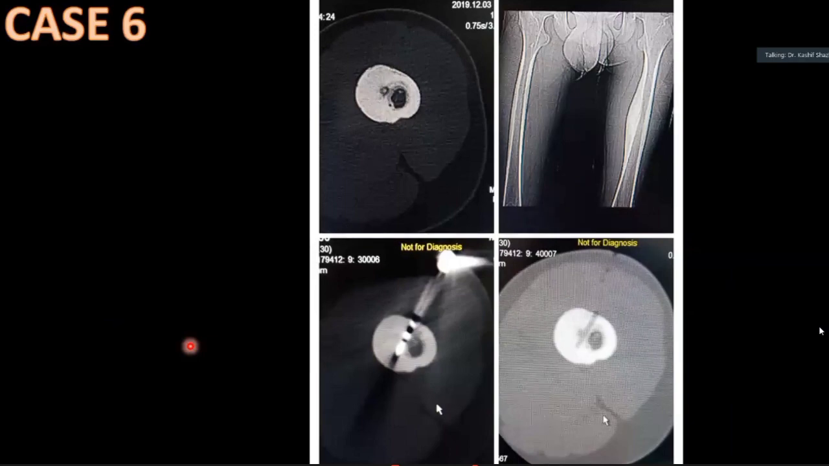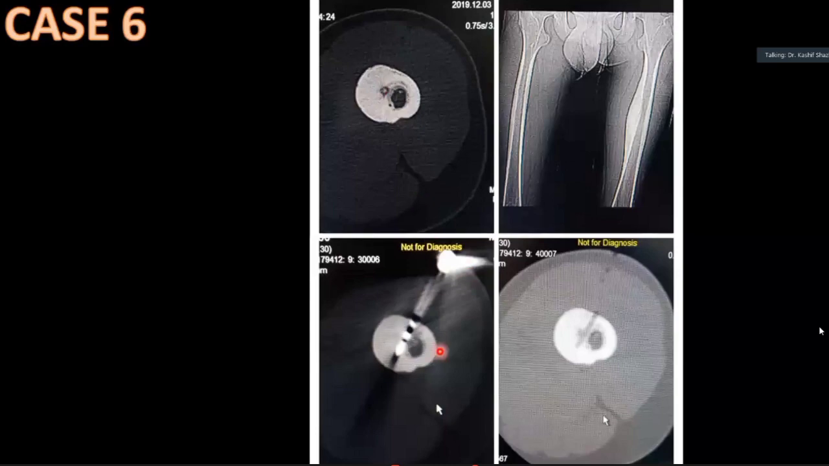So this is a typical imaging appearance of osteoid osteoma. You can see laminated thick periosteal reaction along the medial aspect of the left mid diaphysis of the left femur, which is again seen in the CT scan, and there is a lucent nidus with central high density.